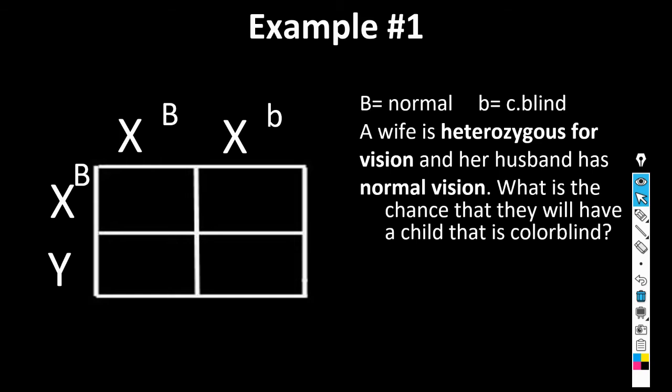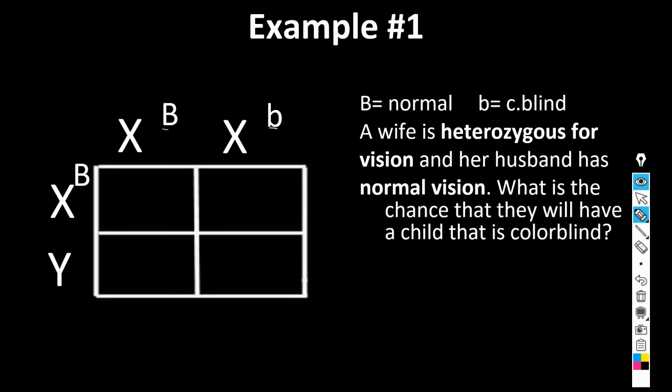So example number 1, we're going to work this out together, and I'm also going to show you the answer in a little bit cleaner fashion here in a second. But example number 1, we're saying that big B is normal and little b is colorblind. And then it says a wife who is heterozygous, and that means she has different alleles. So there's our heterozygous female. We know it's a female because there's our two X's, and she's heterozygous, so big B, little b. She is heterozygous for vision. What is the chance that they will have a child that is colorblind?